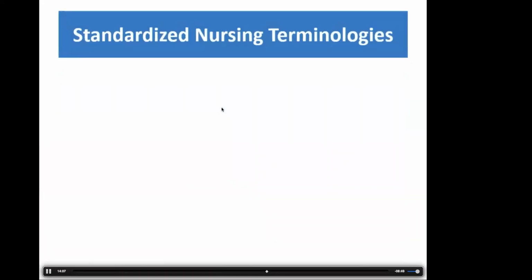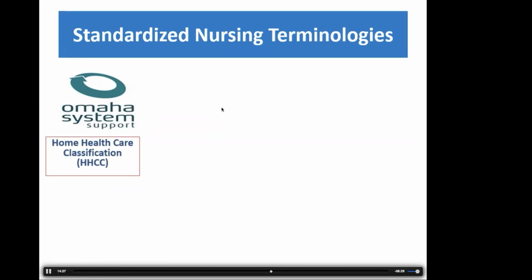Other standardized nursing terminologies include the Omaha System. The Omaha System of nursing classifications was developed by the Omaha Visiting Nurse Association. It covers some of the same ground as the NANDA nursing diagnoses and incorporates the nursing minimum dataset. We also have Saba's Home Health Care Classification of Nursing Diagnoses and Interventions, or HHCC, which was developed at Georgetown University and focuses on community health.